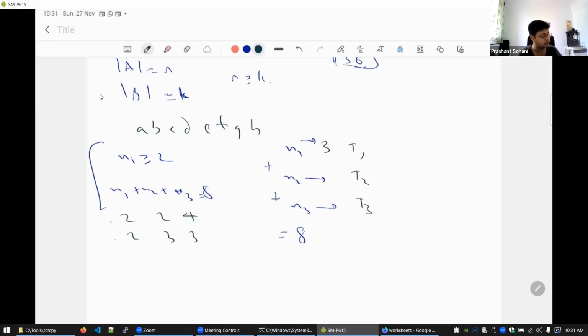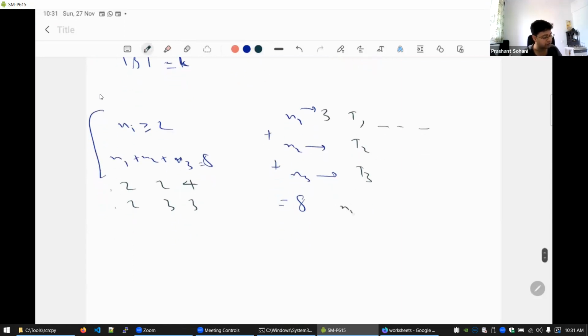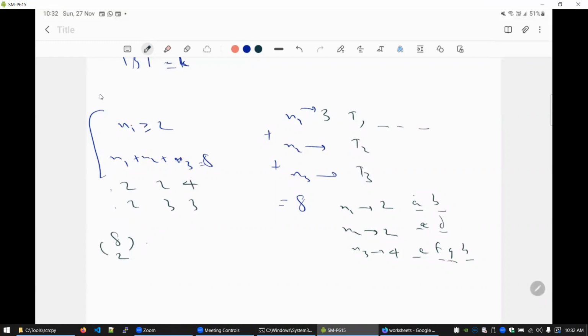So for 2, 2, 4, let me not label the objects A, B, C, D, E, F, G, H, but let me label the positions. So let's say we are counting 2, 2, 4. So x1 has 2, x2 has 2, and x3 has 4. So there are two positions A, B available here, C, D available here, and E, F, G, H available. So how many ways are there to choose the A, B? So A and B can be chosen in 8 choose 2 ways, right? Out of the eight objects that were available, any two can be assigned to x1. So now what will just be the multinomial coefficient? Like 8 and 2, 2, 4.